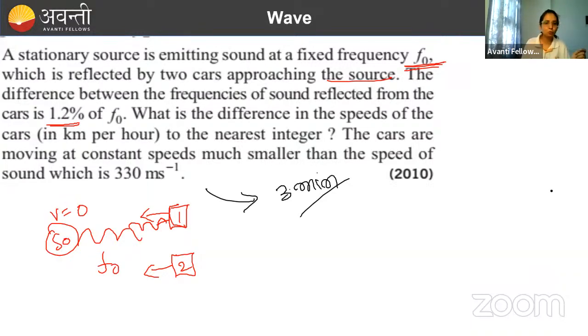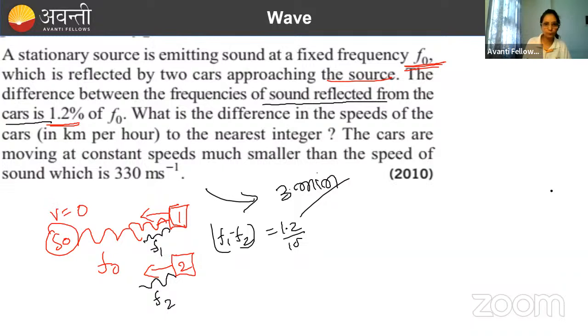Now, we have two reflected sound waves, one from car 1 and another from car 2. This reflected sound wave will have some frequency, let's say F1. This reflected sound wave will have frequency, let's say F2. What it is saying is that the difference between frequencies of sound reflected from the cars, that is F1 minus F2, is 1.2% of F naught. Question is okay. So what do we need to calculate? We need to calculate F1 and F2.